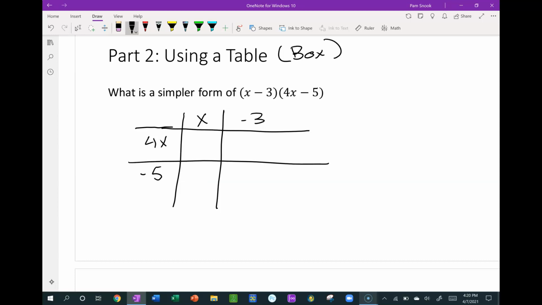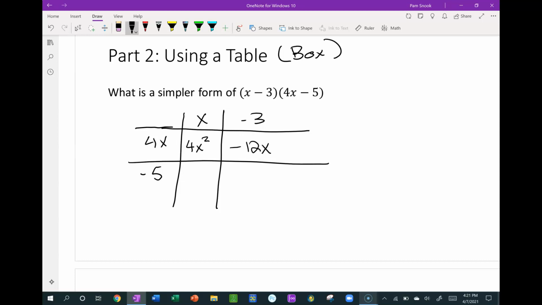And then what you do is for each part of that table that you fill in, you multiply the row heading with the column heading. So my first box here, I have 4x and x. Multiply those together, I get 4x squared. Now let's come over here to the negative 3. So I'm going to do this one in here now. I have negative 3 times 4x. That gives me a negative 12x.